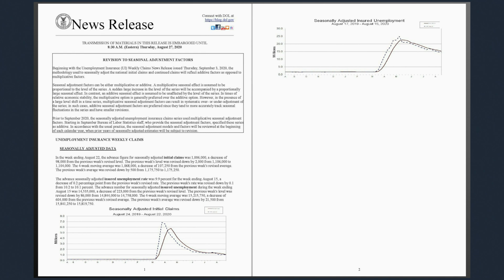Unemployment Insurance Weekly Claims. Transmission of materials in this release is embargoed until 8:30 a.m. Eastern, Thursday, August 27, 2020. Revision to Seasonal Adjustment Factors.